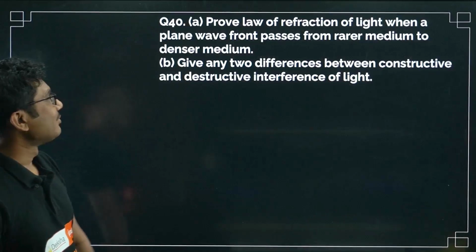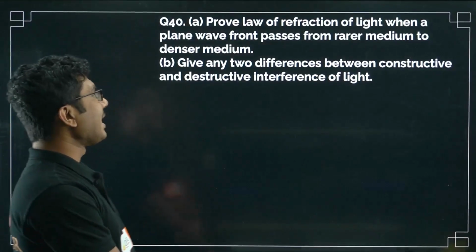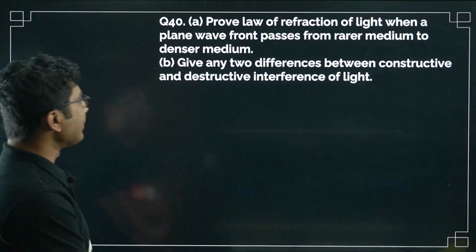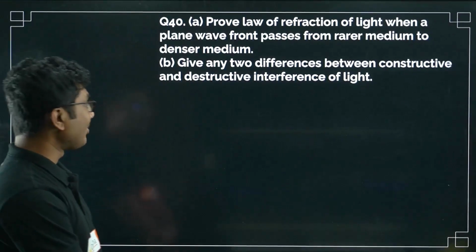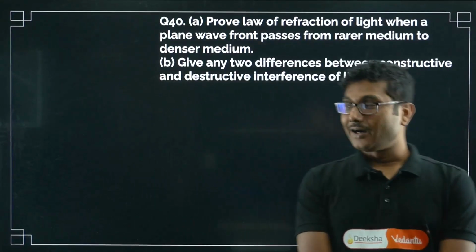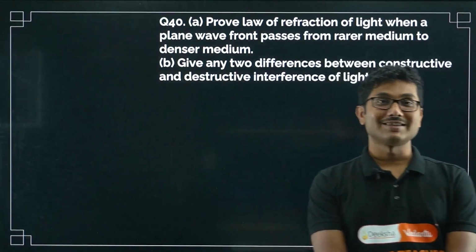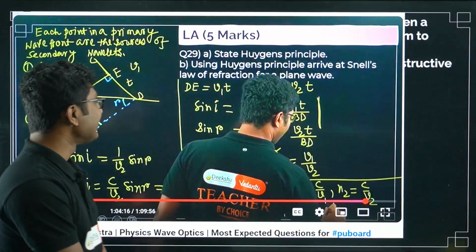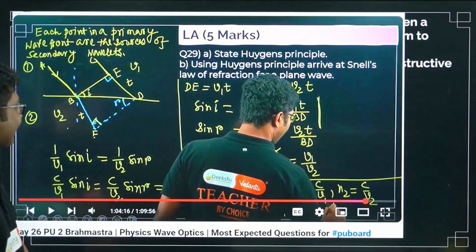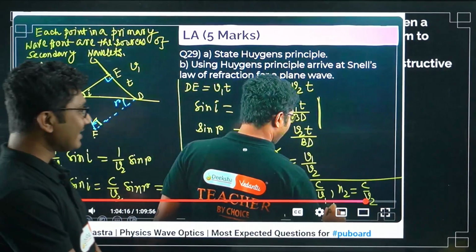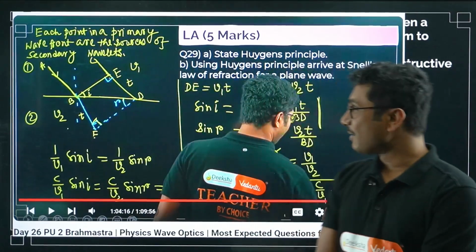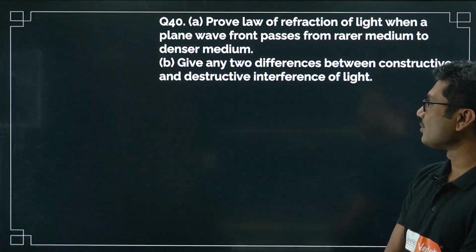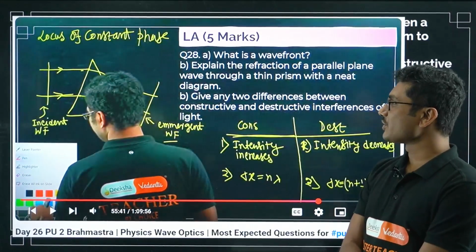Now let's see. Last, prove law of refraction of light when a plane wave front passes from rarer medium to denser medium. Give any 2 differences between constructive and destructive interference of light. Now if this question is from my Brahmastra series, then you could have answered 3 out of 3 if you have watched all my Brahmastra series videos. Yes, I have discussed it in my lecture. You can check it out in the wave optics chapter, but the second part of the question is not discussed in the same question, but yes, it is also discussed in another question. So both questions are discussed.